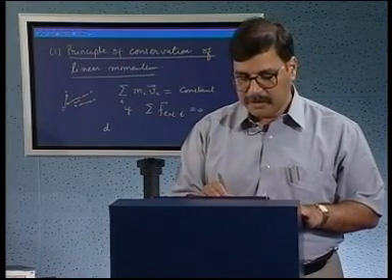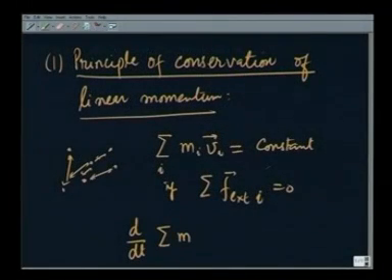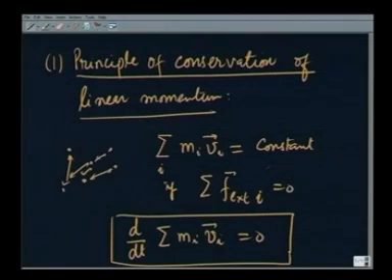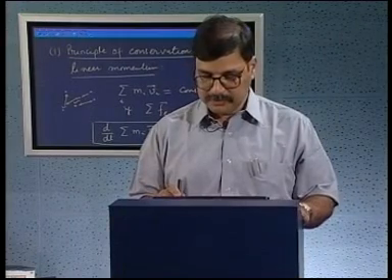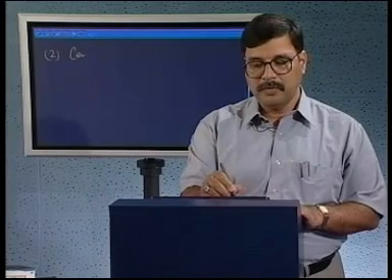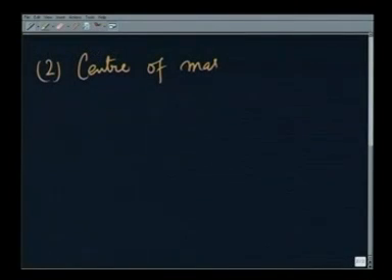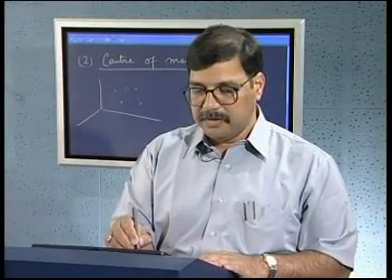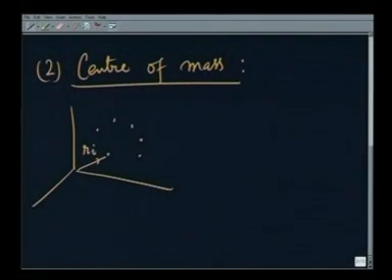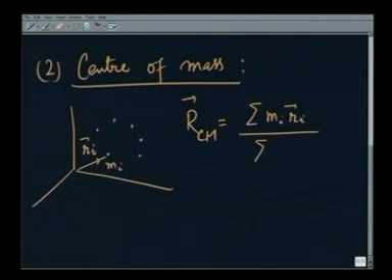In other words, I can write d over dt of summation m I v I is equal to 0, and that is the principle of conservation of linear momentum. Related with this, when we considered momentum of many particles, was the concept of center of mass, which was defined. Suppose there are many particles at different positions. Let me call this one r I, let the mass be m I, then the center of mass coordinate r equal to summation m I r I over summation m I.